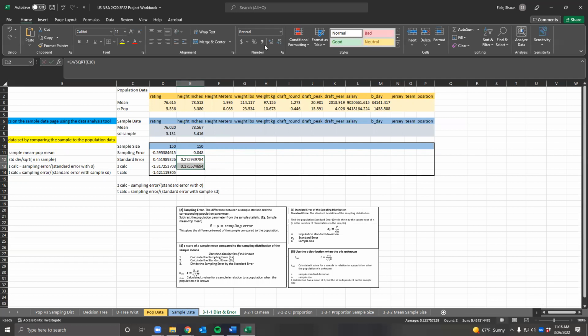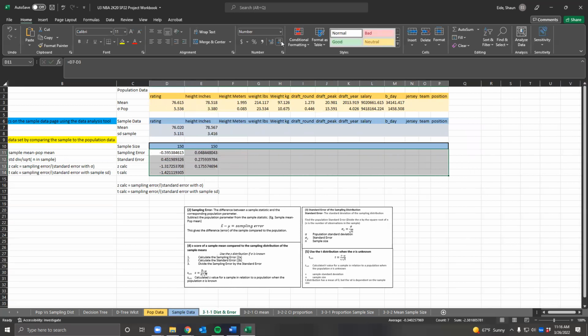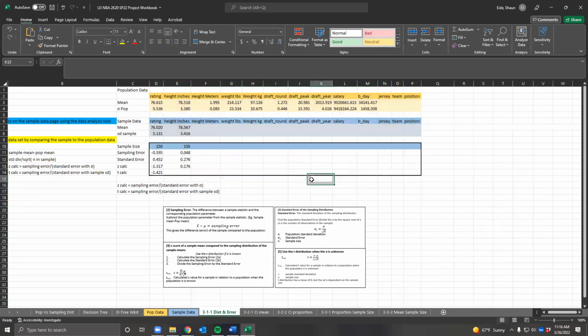And very specifically, what this Z calc means is that it is 0.17557 standard deviations above the mean. So that's what that Z calc is.